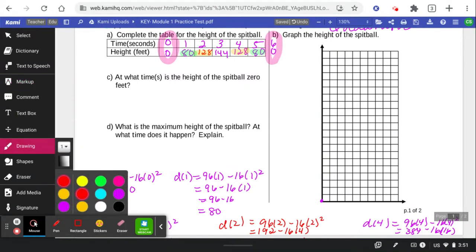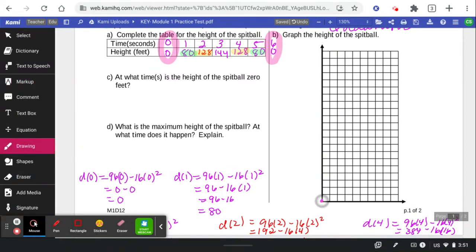Let's go see what that actually looks like graphing-wise. So here at the bottom is my 0, 0 origin. Skip 1, skip 2, 4, 5, and I'll go out here to a 6. Remember that on the bottom is the time in seconds. And then if I go on the side here, I've got to get up to a height of 144. And that could be done by counting by 10s, counting by 20s, counting by 12s.